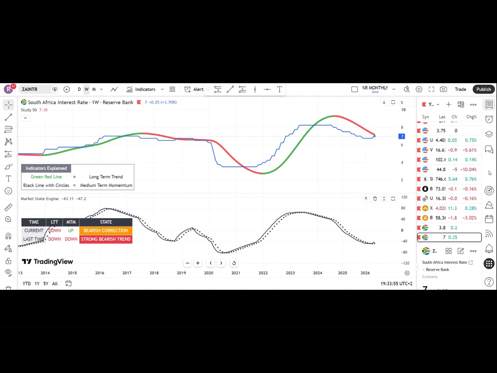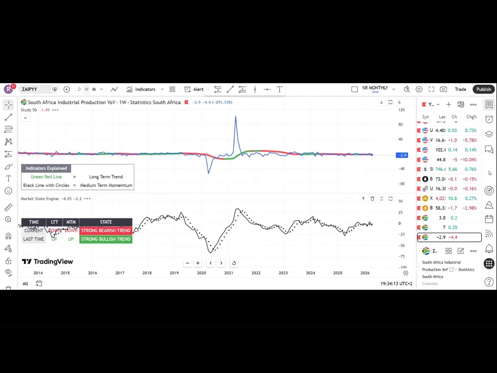That is taking place, and the state changed from a strong bearish trend to a bearish correction, which means there's upward pressure on our interest rates. Industrial production is measured once a month, and therefore it stays the same.